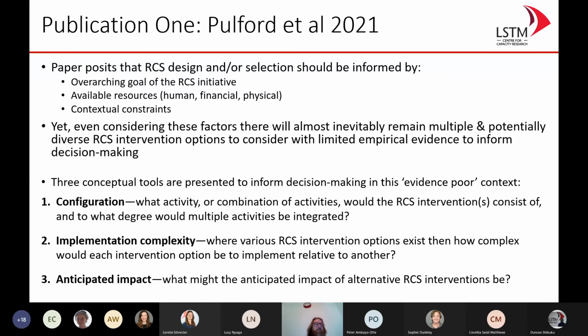The first tool is around configuration. So when actually designing your RCS activities, what activity or indeed combination of activities should your intervention consist of, and to what degree should they be integrated? Second, where various RCS intervention options exist, how complex would each intervention option be to implement relative to another? So if you've got a choice, which one would be more or less easy? And thirdly, anticipated impact. Again, where you've got a choice, what might the anticipated impact of the different alternatives be?